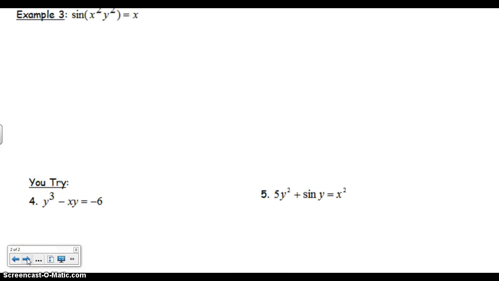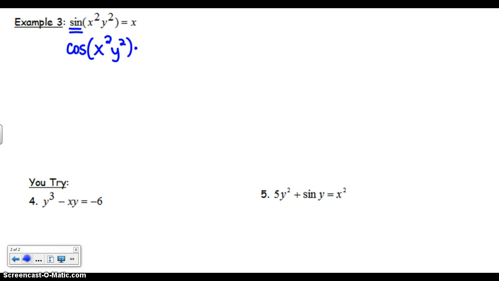All right, in example 3, we want to take the derivative of sine of x squared y squared equals x. So this is a pretty complicated one. We've got to start with the outside function. The outside function is sine. So sine is going to turn to cosine. Leave the inside alone. And then we have to say times derivative of the inside.